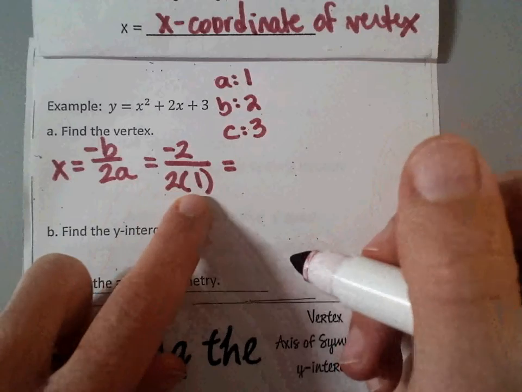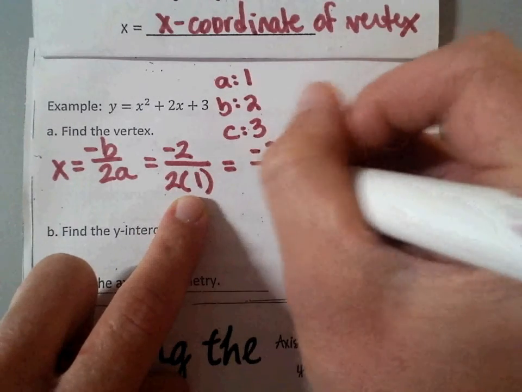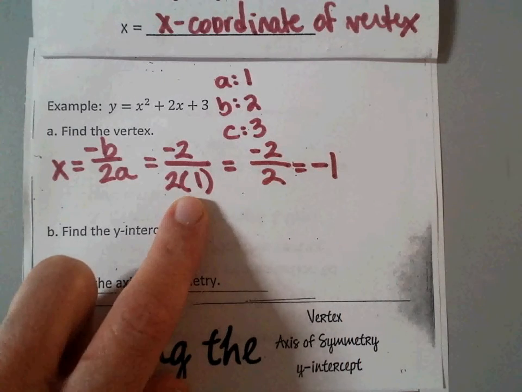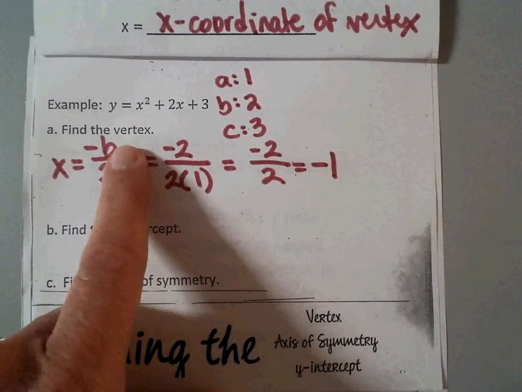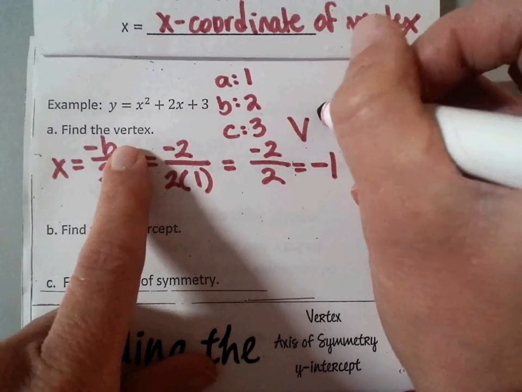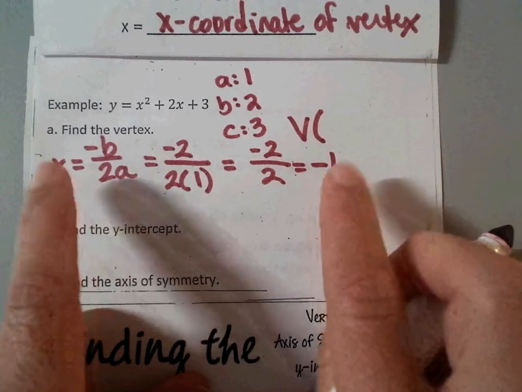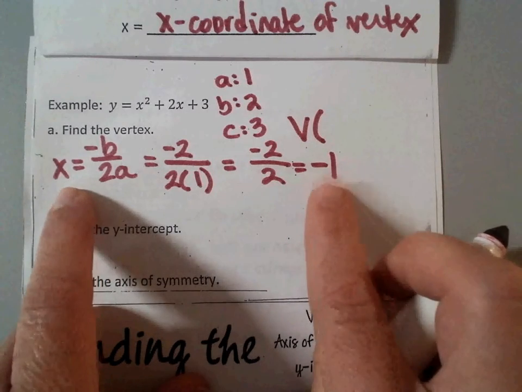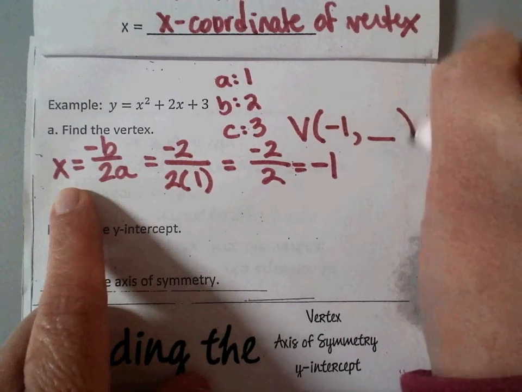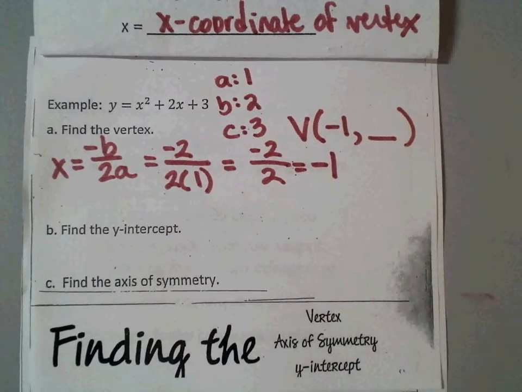Okay? So what's 2 times 1? That's where you would start if you're doing it in your head, 2. So it's negative 2 divided by 2, which makes what? Negative 1. Very good. So remember, the question was find the vertex. All we know so far, I'm going to put a V for vertex. All we know so far is that the x of the vertex is what number? Negative 1. Well, a vertex also has a what? A y. We still need to get y.